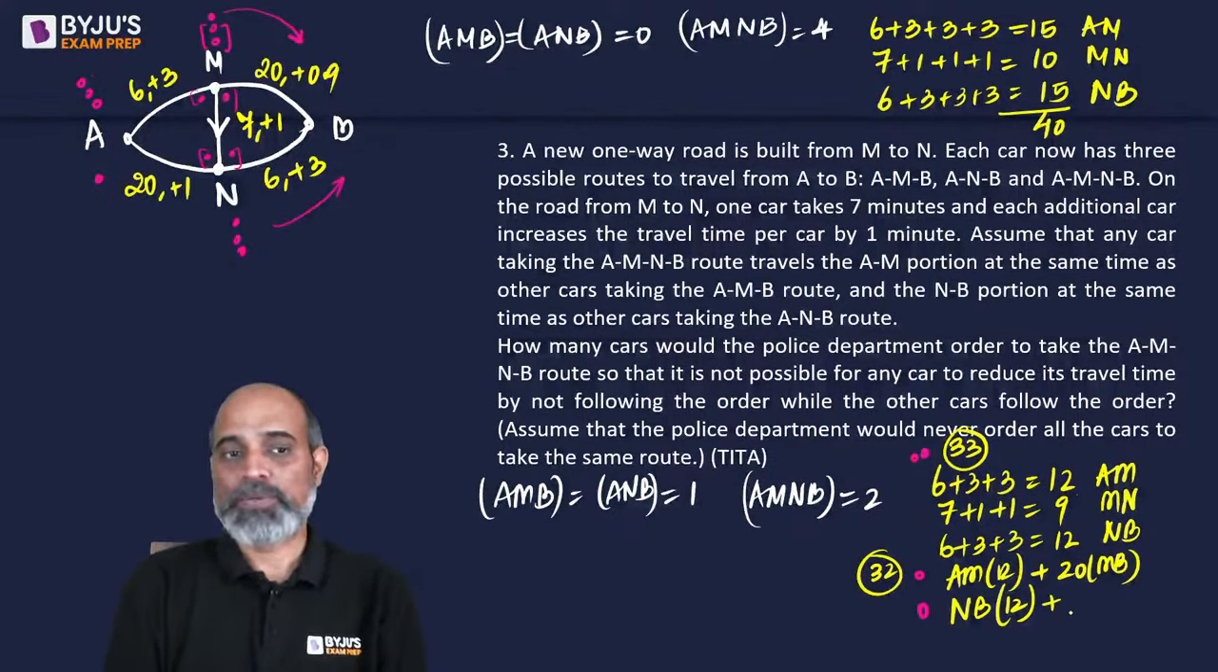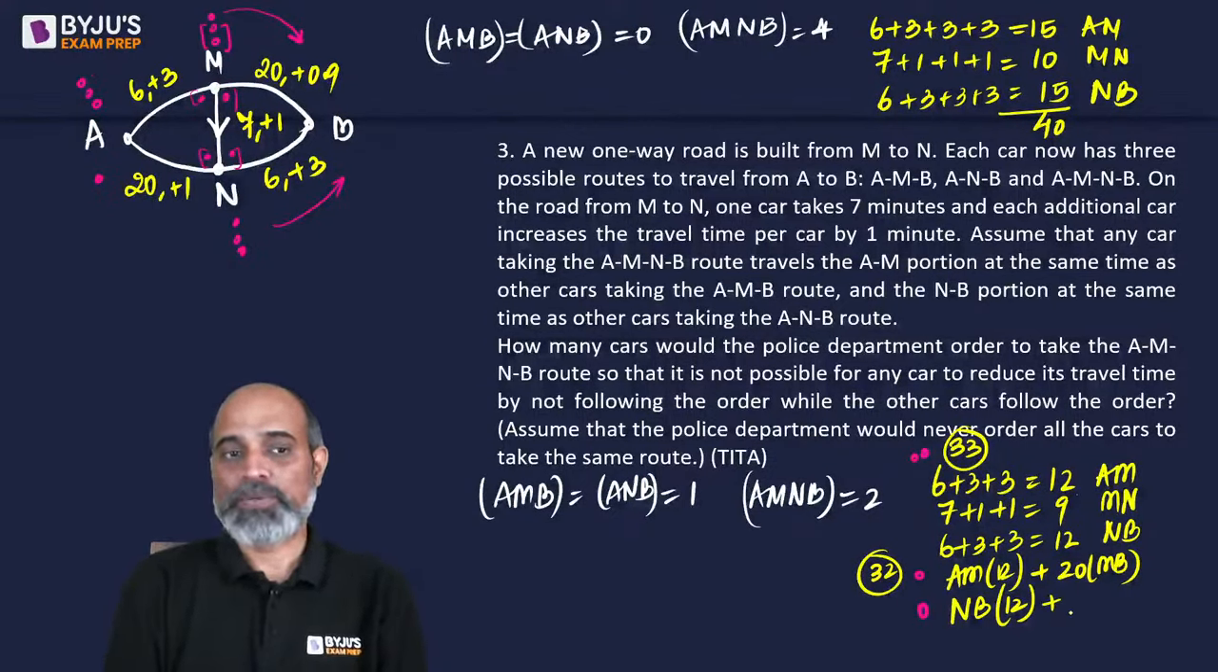In this case, isn't it going to be the same as the previous scenario, where the 2 cars who take the AMB route will take 29.9 minutes, and the 2 cars who take the ANB route are going to take 30 minutes, right? 2 cars going on the top, 2 cars going from the bottom. As in the AMNB route, nobody is going. So can we say the minimum that we get over here is going to be 30 minutes?